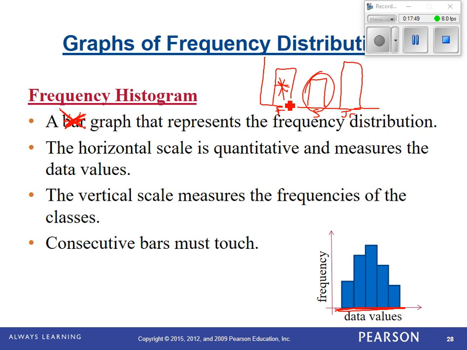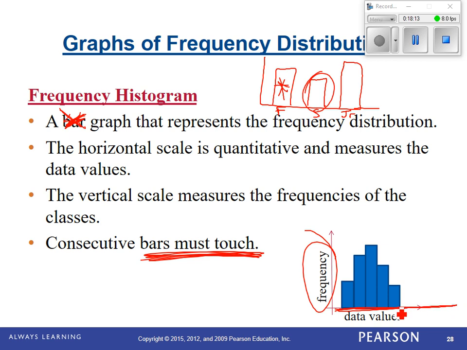The horizontal scale, going across, is always your numbers that will be your classes, and they'll probably be your class midpoints. The vertical scale is always your frequency, how many times that certain thing occurs. Bars must touch.